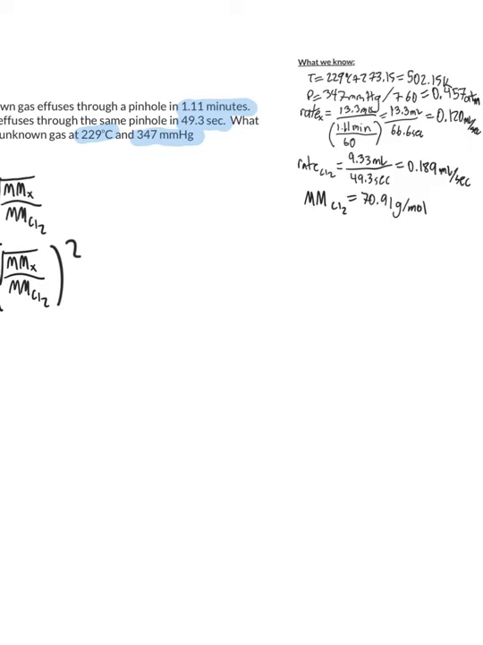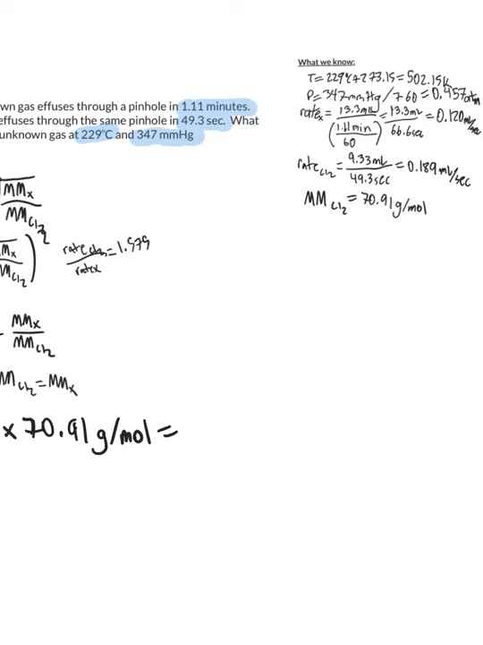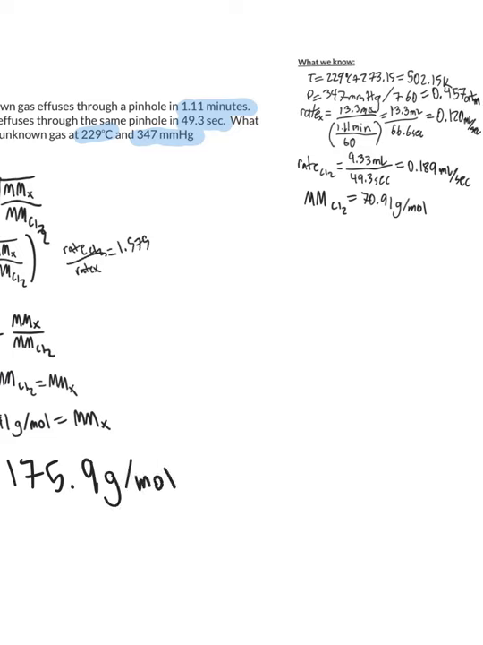Then we will use our rate of Cl2 divided by rate of X, and then we will square that, and that will equal molar mass of X over molar mass of Cl2, and it's easier to do that step first, and then we can rearrange it to find molar mass of X, which means we have 1.575 squared times molar mass of Cl2 equals molar mass of X. Then we will do the square, which is 2.481 times the molar mass of Cl2, 70.91 grams per mole, and that will equal a molar mass of X. And we find that the molar mass of X is 175.9 grams per mole.